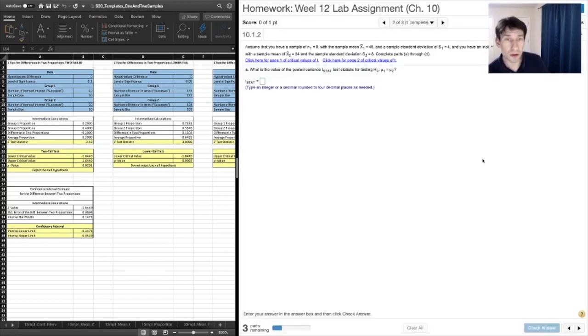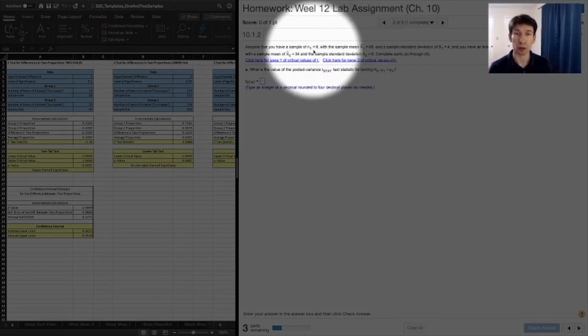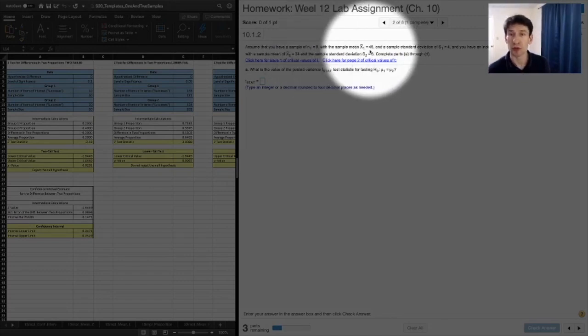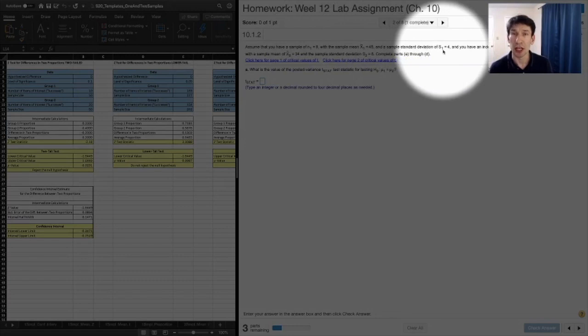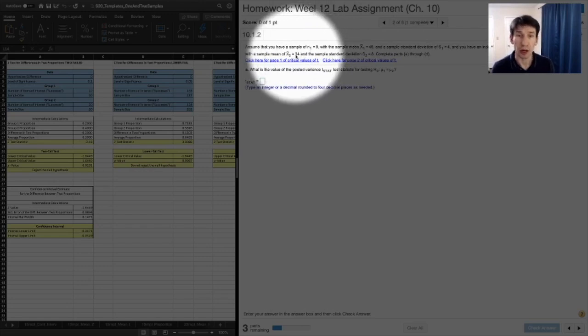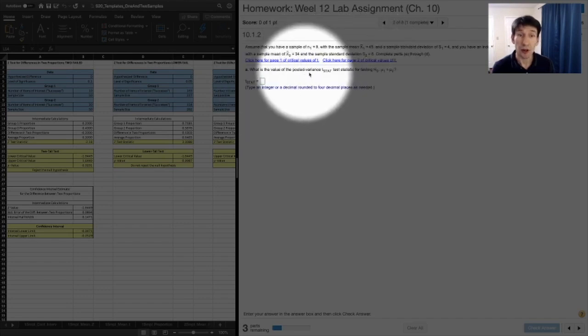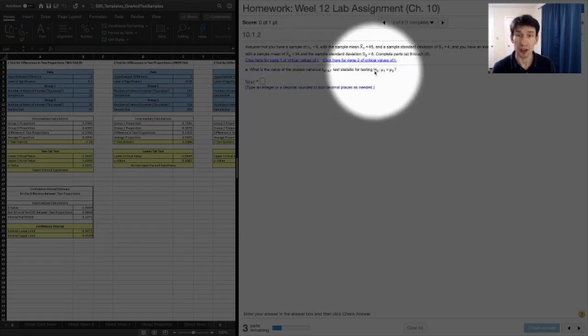Problem 2. Assume you had a sample of n1 equals 9. Sample mean is x bar equals 45. Here, let me do this. n1 equals 9, x1 equals 45. Sample standard deviation, S1, is 4. And then we get an n2, an x2 bar, and an s2. So this is clearly a two-sample test. They're asking for a pooled variance test statistic.